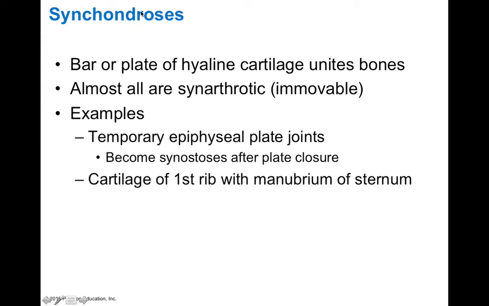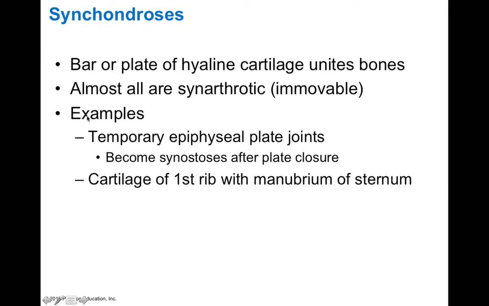So for the synchondrosis, it's a bar or plate of hyaline cartilage that unites those bones or connects them. Almost all of these are synarthrotic. Even though hyaline cartilage is slightly movable and kind of stretchable, technically the place where the two bones meet is going to be synarthrotic. But that doesn't mean the cartilage itself can't expand. It's just that where the cartilage meets the bone, it's not going to move a whole lot.